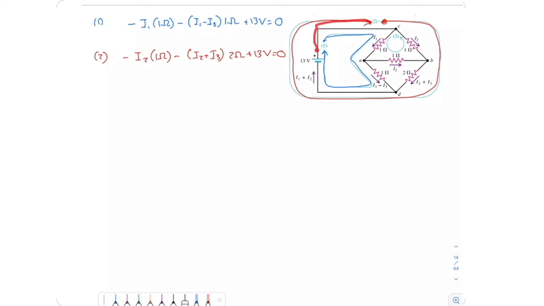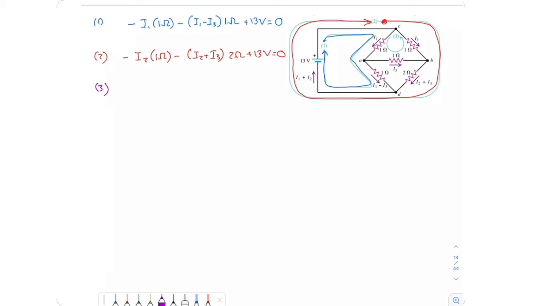What would change if I went around the loop in the other direction? Bella? The signs of every term would change. I'd be going against the current, so these would be voltage gains. And I'd be going from the positive to the negative terminal of the battery, so that would be a voltage drop. So you can do either one. It's not going to affect your results.